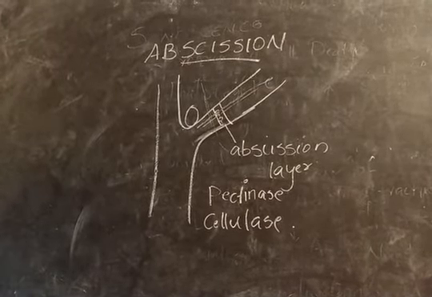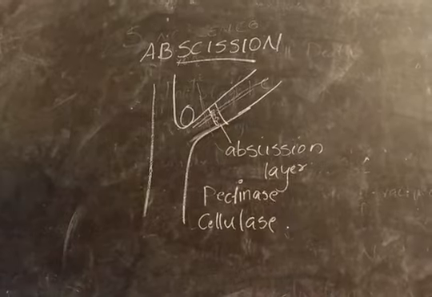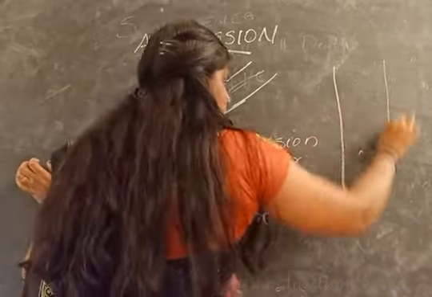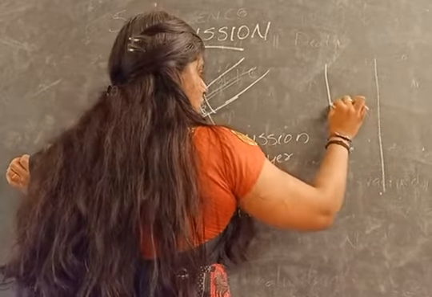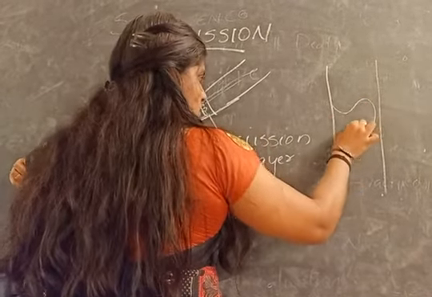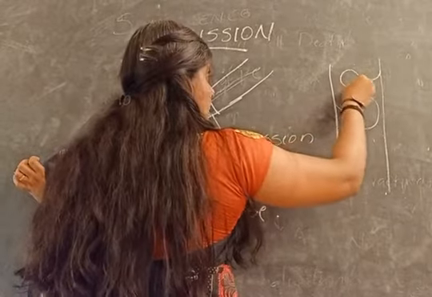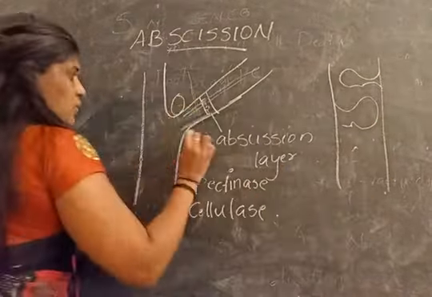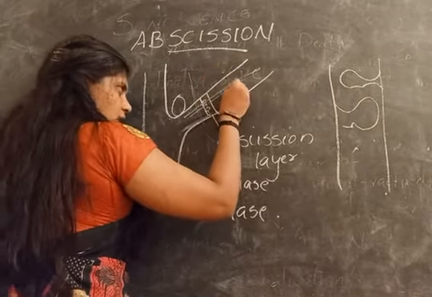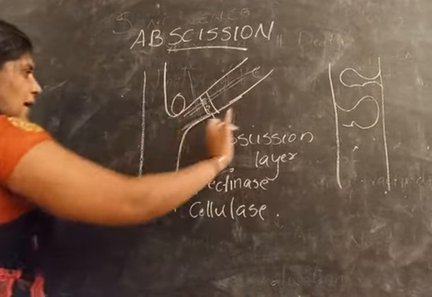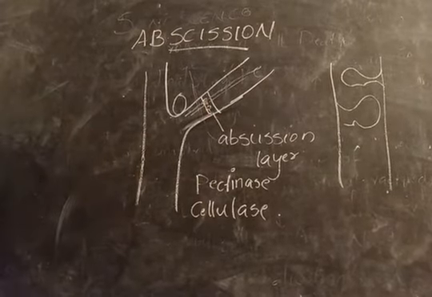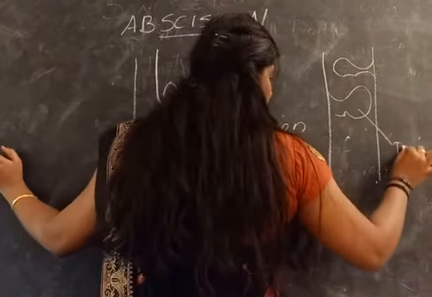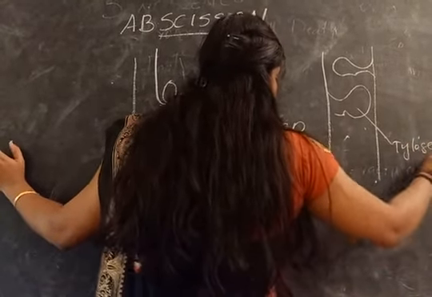Along with that, tyloses are also formed, blocking the conducting system. Tyloses are bladder-like structures formed in the conducting system, which result in the blockage of the conducting system. Thus the transport of water, minerals or anything to that part is stopped. These bladder-like structures are called tyloses.